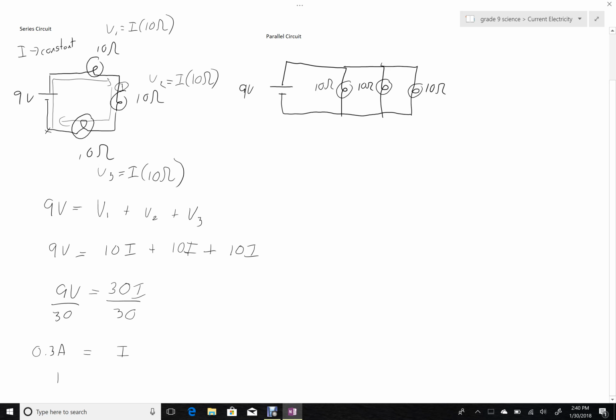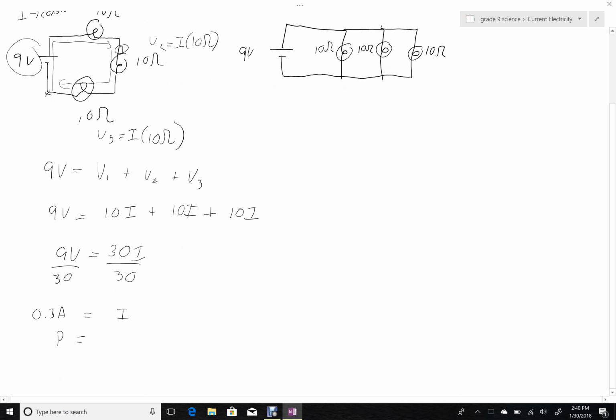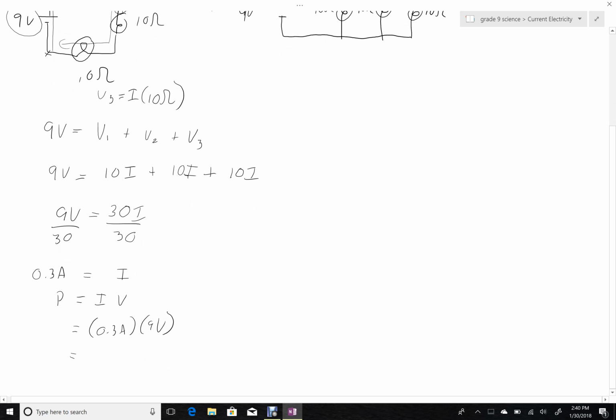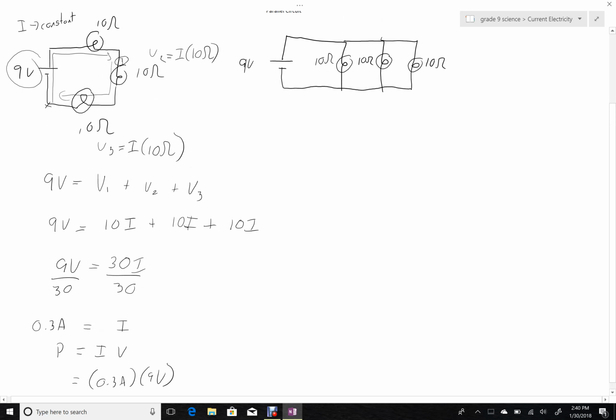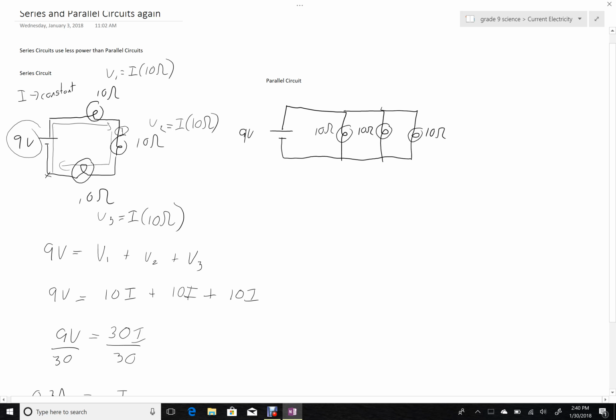So if I want to consider the power coming out of this bulb, I can consider it to be the current times the voltage, which would be 0.3 amps times my 9 volts, which would give me a total power of 2.7 watts. Now let's do that same calculation, but for our parallel circuit.